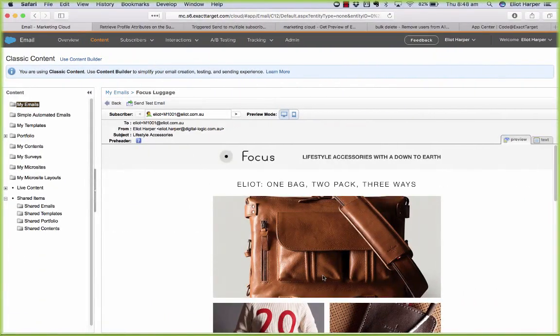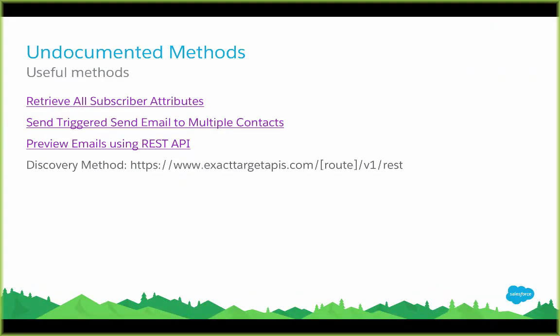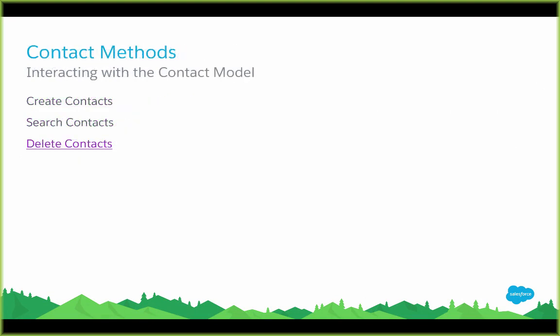So let's jump back to the presentation. Finally, I want to touch on some contact methods. These contact methods are relatively new to the REST API, and I can see that this has really been a focus for Salesforce to build out the number of methods. I'm hoping this will be extended in the near future to support creation of attribute groups in the contact model. But today we can create contacts, search contacts, and delete contacts.